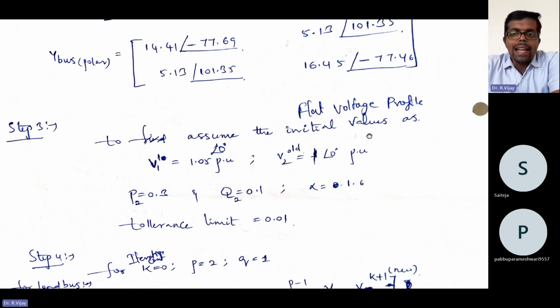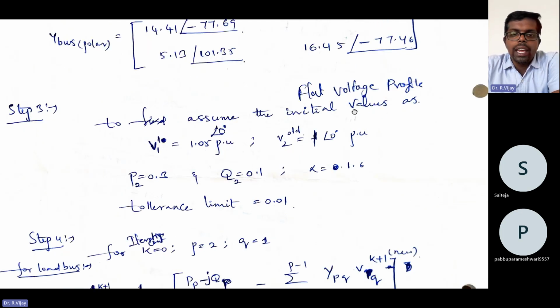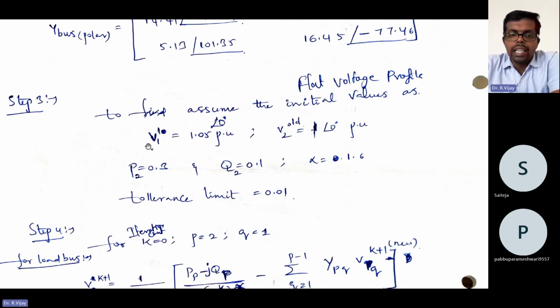Assume the flat start profile, that is we need to assume the flat start. Here it is given in the problem that V1 is equal to 1.05 at the angle of 0 per unit. What is the old value? V1 is 1.05 at the angle of 0 degree per unit, given in the problem itself. V2 old value is not given, so you have to consider it as 1 at the angle of 0 degree per unit.